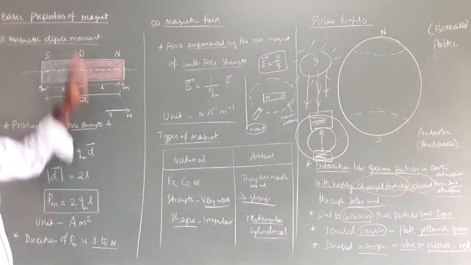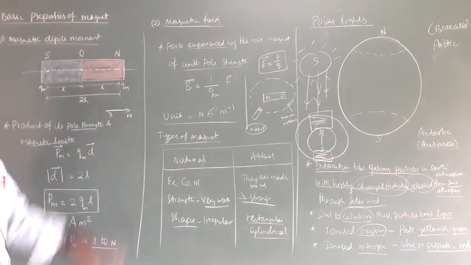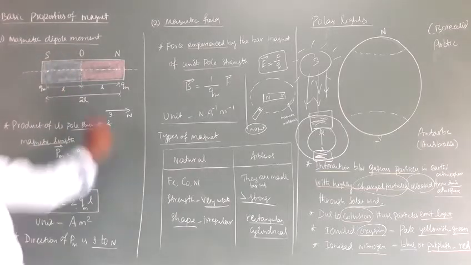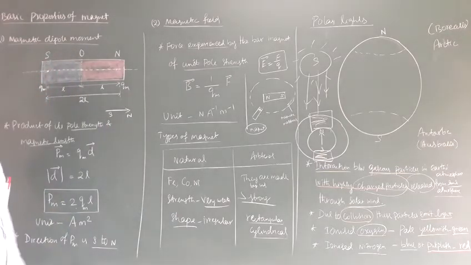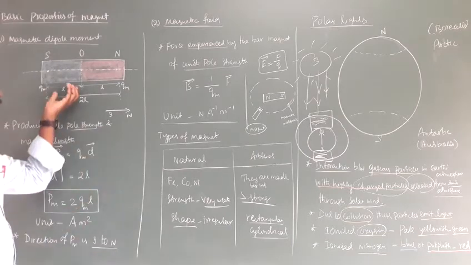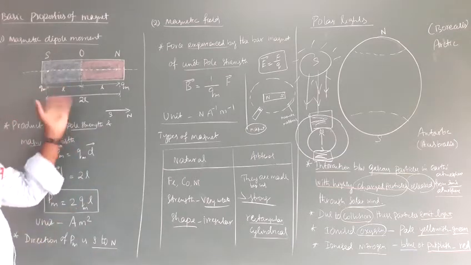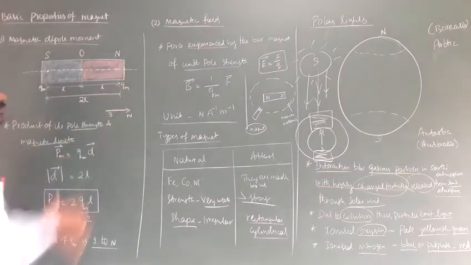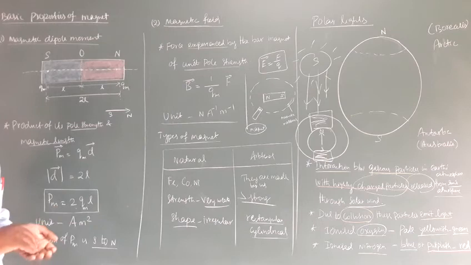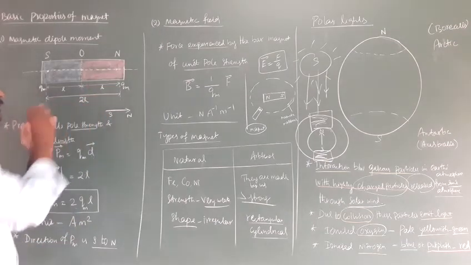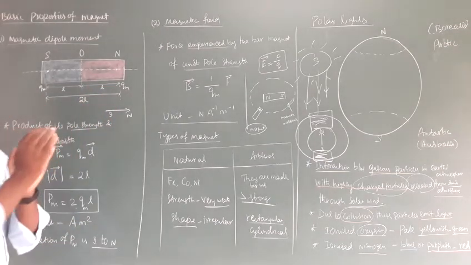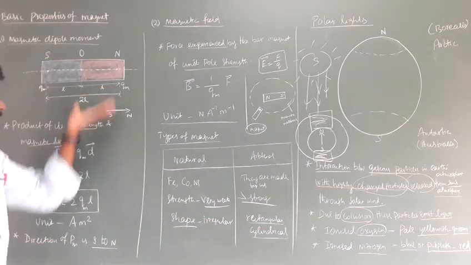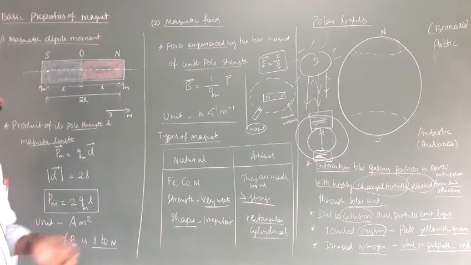So first one, magnetic dipole moment. Consider a bar magnet. O is the geometric center of the bar magnet. From O to one end of the magnet, that is the length L. So 2L is the magnetic length. Geometric length is the actual length of the magnet. Here 2L is the magnetic length of the magnet. Magnetic length is always less than the actual, that is geometric, length.